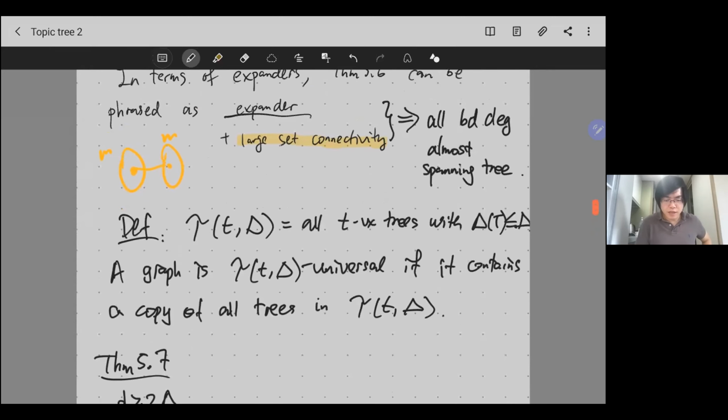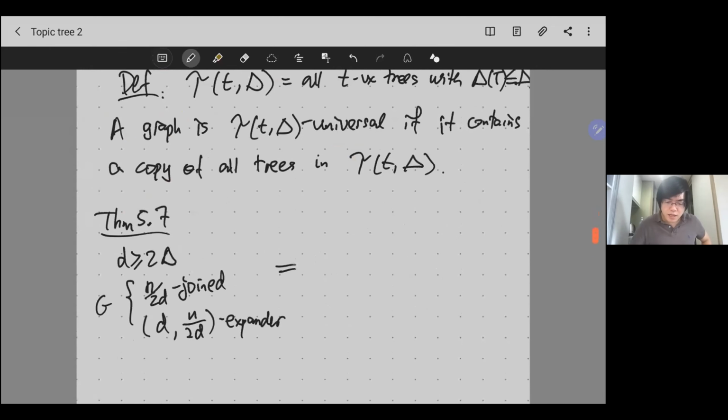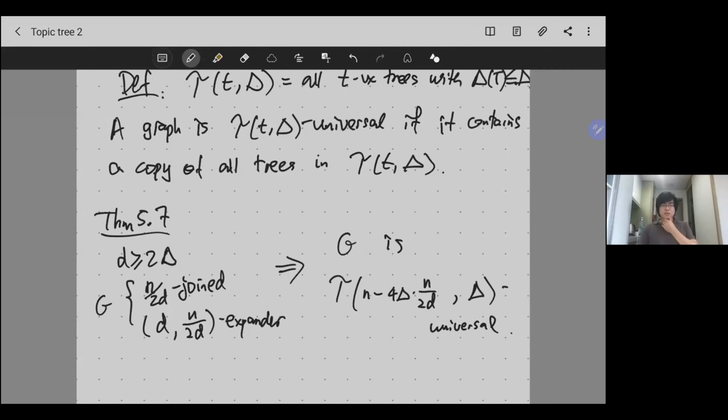So, as I said, G is expander plus large set connectivity, and D is at least 2 delta. Then G is (n minus 4 delta times n over 2D, delta)-universal. So if you imagine delta and D to be constants, then we have n minus some little n. It's almost spanning, right? Of course, you're free to choose D and delta to be other parameters, so you can find smaller trees as well.